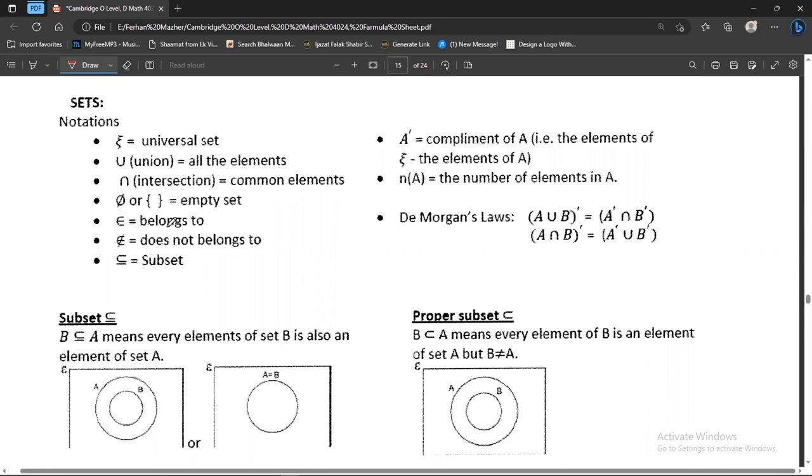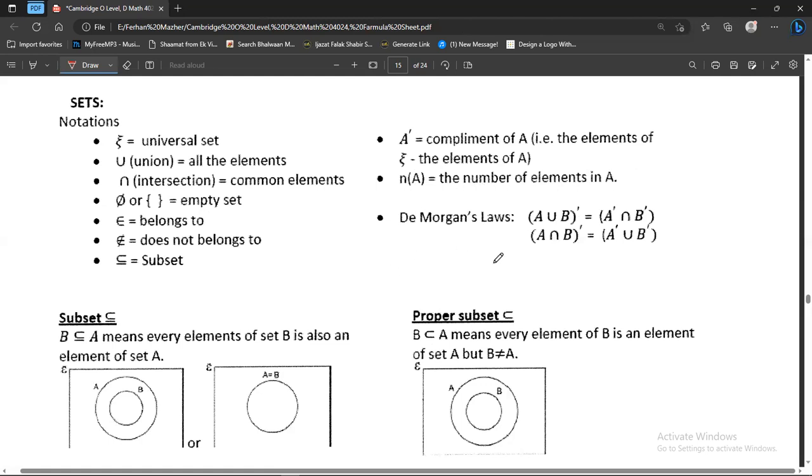Here, this symbol means belongs to. This symbol means does not belong to. This symbol means subset. A with a prime on it, A prime, means the complement of A: the elements of the universal set minus the elements of A. This small n means the number of elements in A.